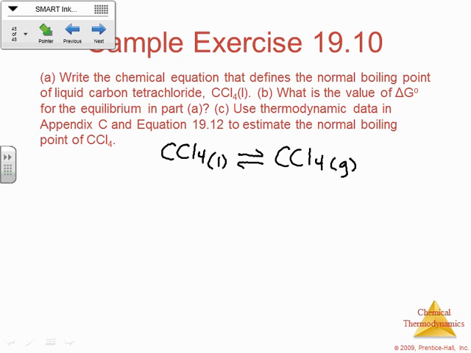Because a liquid is just a liquid, okay? And the gas that we have has a pressure of 1 atmosphere, okay? So the value of delta G0 for the equilibrium in part A, yeah, okay, just want to make sure.